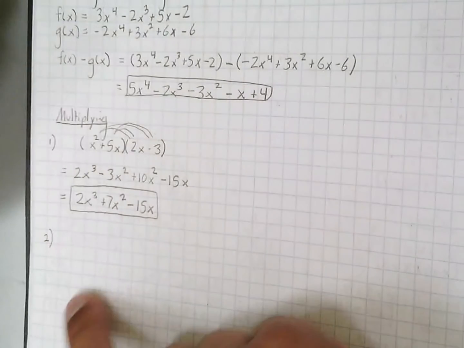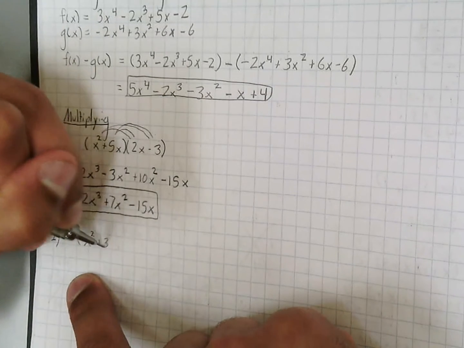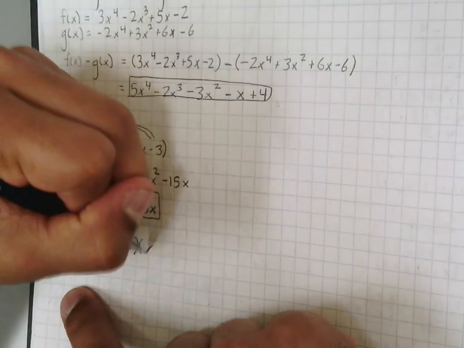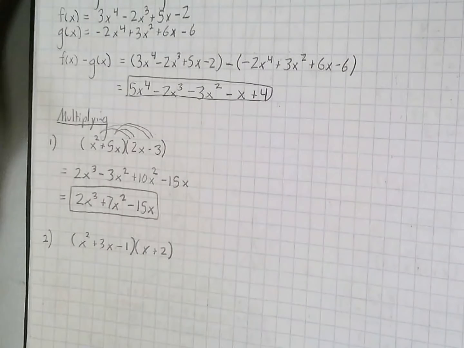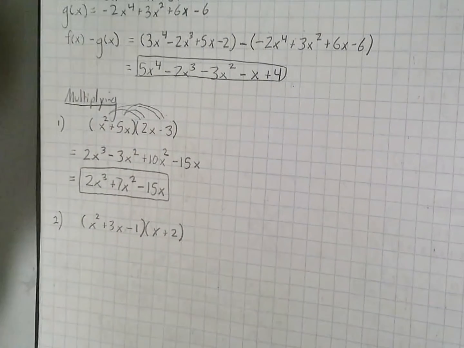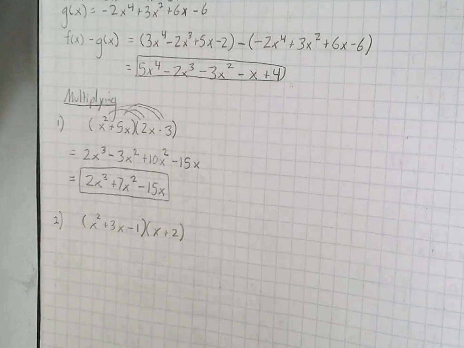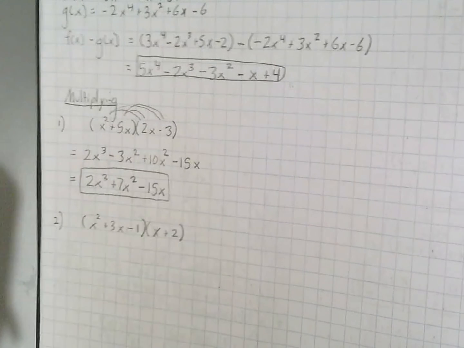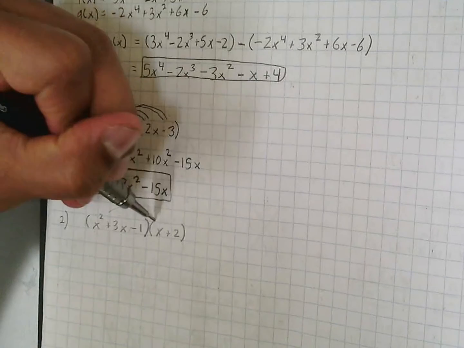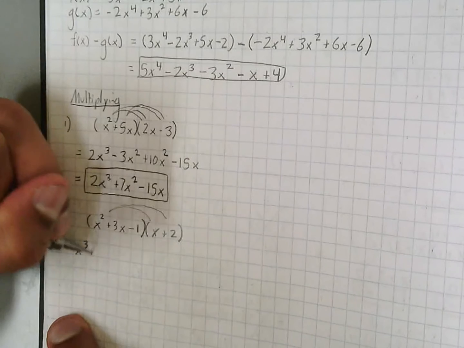Let's multiply this trinomial. So x squared plus 3x minus 1, this is a trinomial, it has 3 terms. Let's multiply it by x plus 2. Okay, so now we have 3 terms times 2 terms. Well, it's very similar to what we just did. We take each term in the first polynomial and multiply them each by each term in the second polynomial. So let's start with x squared. I'm going to multiply x squared times x, that's x cubed, and then x squared times 2. So that's 2x squared.